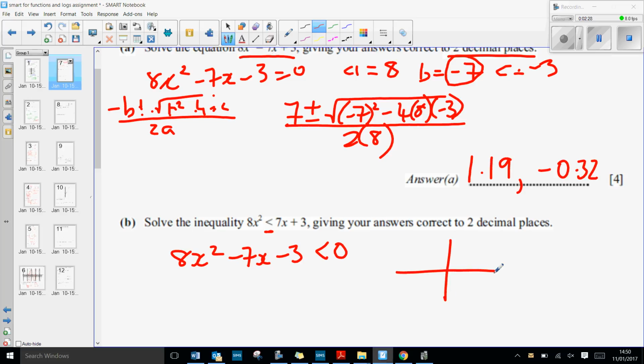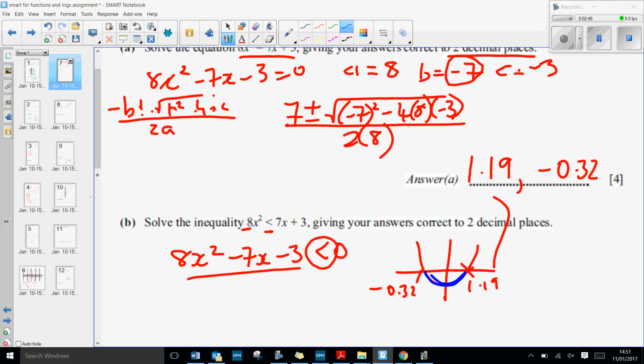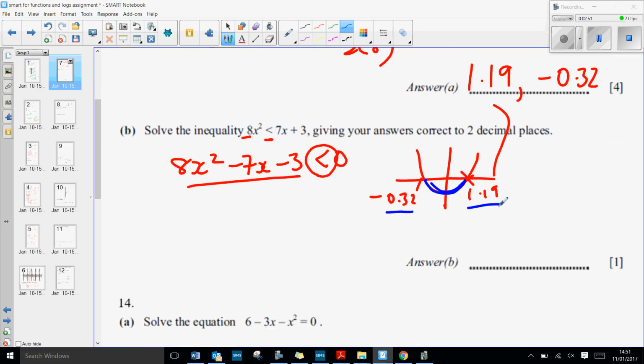We know it's a positively happy parabola. We know that this number here would be 1.19 from this question, and that this number here is -0.32. If we want our graph to be less than 0, it means we're talking about this portion here of the graph, which means it's in between these two values. So to show a range, we'd have -0.32 is less than x, which is less than 1.19. So remember, to show a range, we would have the x in the middle.